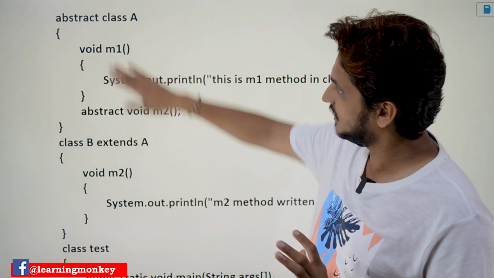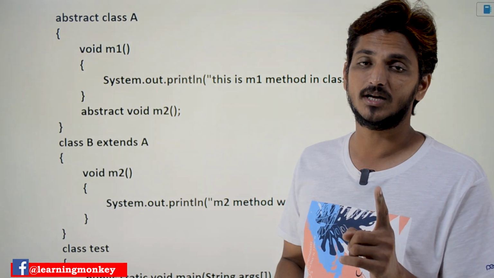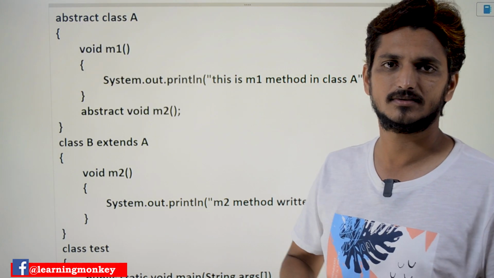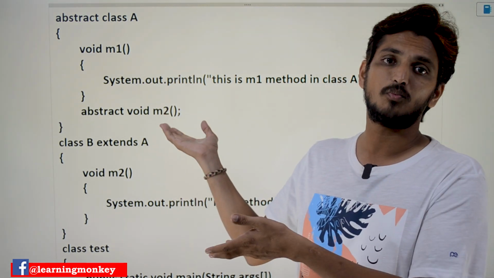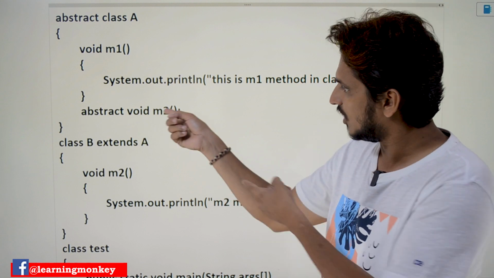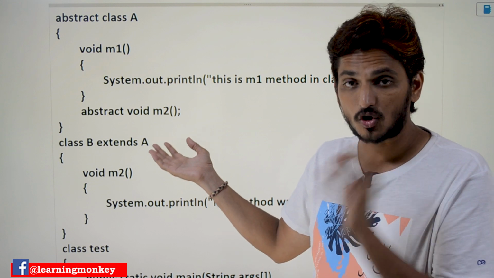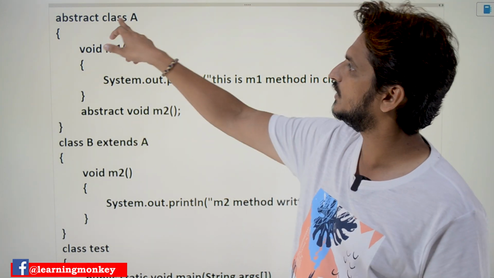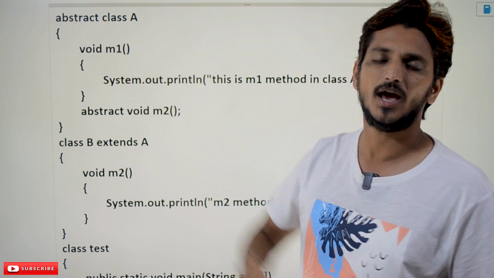So in this class we have two methods, M1 and M2. Out of these two, one method is an abstract method. If you have at least one abstract method, then that class should be an abstract class. Why? If you have an abstract method, there is no body for this method. If you create an object for this class, you are not able to use this method because there is no body for it. So you have to stop instantiating this class. In order to stop that instantiation, we go with abstract class. That's why if at least one abstract method is there, the class should definitely be an abstract class.